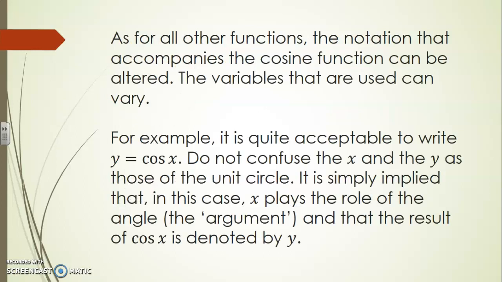As for all other functions we've seen in the past, the notation that accompanies the cosine function can be altered. The variables that are used can vary. For example, it's quite acceptable to write y equals cos of x, where now x will play the role of the angle and y will be the result of the cosine function. So don't confuse the x and the y in this expression with the x and the y coordinates of the unit circle. It's simply implied that in this case x plays the role of the angle or the argument, and that the result of cos of x is denoted by y.